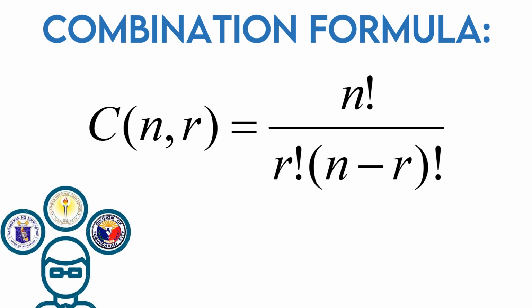Now, class, you might be asking me, how do we compute for the combination of n objects taken r at a time? The formula is given by combination of n objects taken r at a time must be equal to n factorial all over r factorial times n minus r factorial. Notice, class, that it's almost similar to the permutation formula, only that r factorial in the denominator is included. So we have, I repeat, n factorial all over r factorial times n minus r factorial.